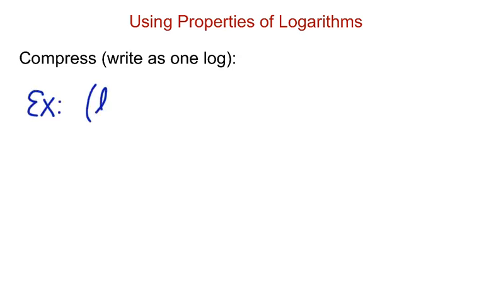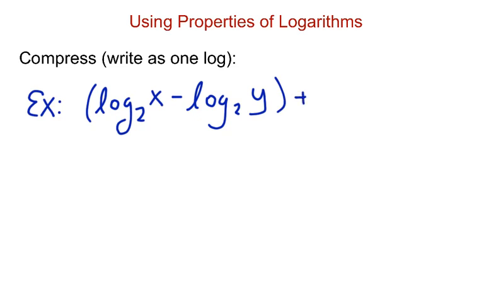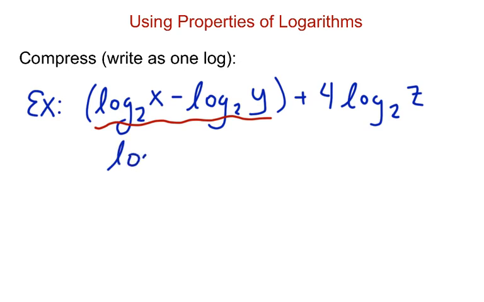How about we look at log base 2 of x minus log base 2 of y, being added with 4 log base 2 of z. So we have a few things going on with this one. All our logs have the same base, so our properties apply. If we start working this in order, this set here will turn into division. So log base 2 of x over y.